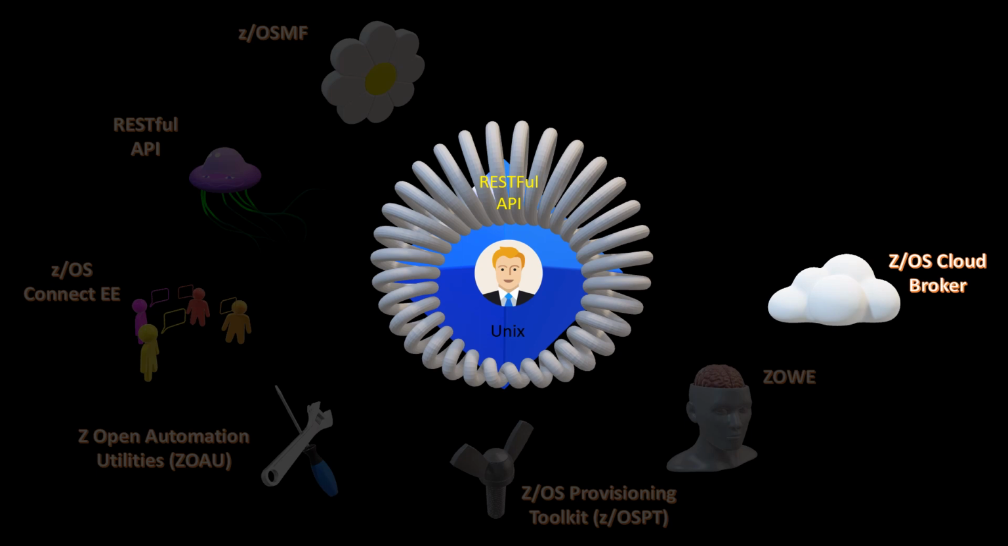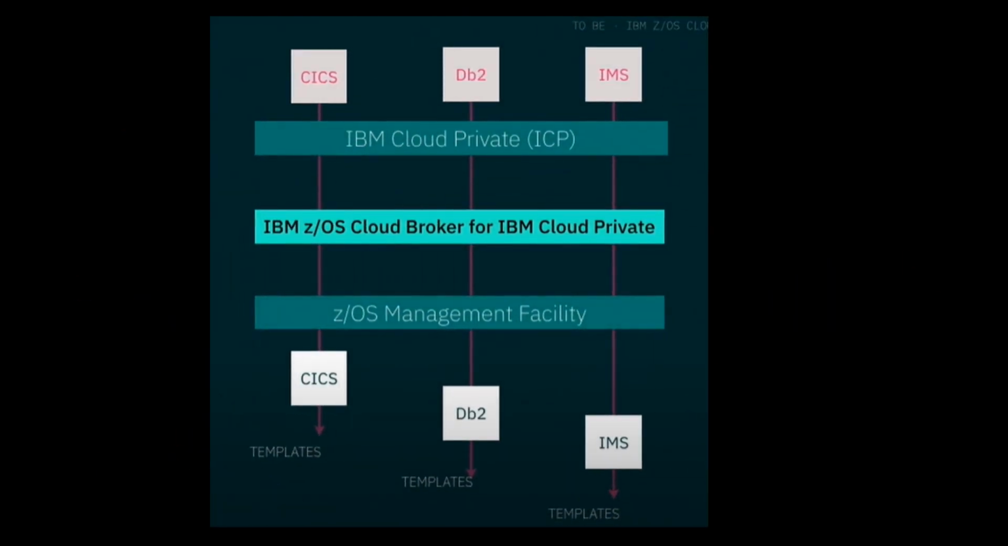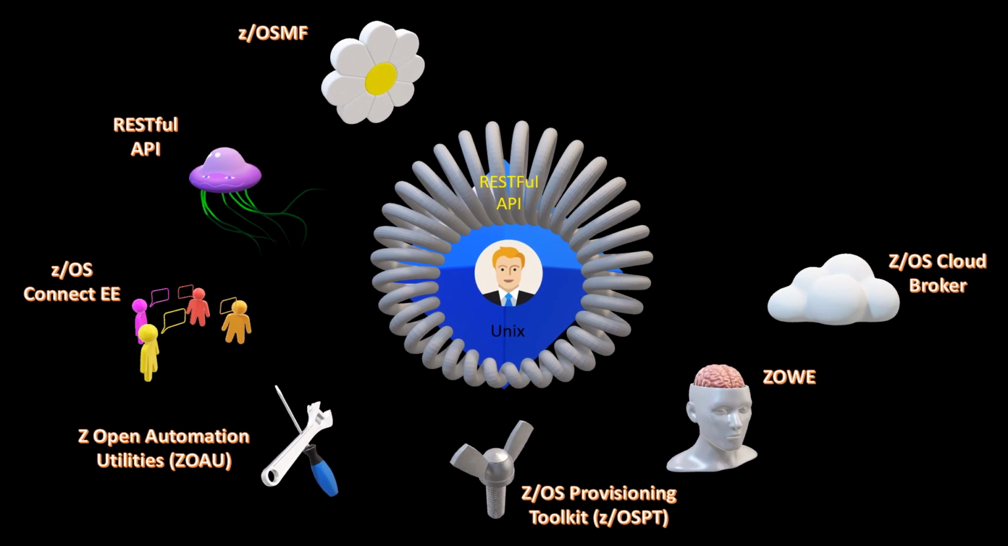IBM z/OS Cloud Broker. It integrates z/OS services and resources into private cloud platforms like OpenShift. It allows a Kubernetes-based private cloud platform to use z/OS resources for building and running cloud-native applications and modernizing existing applications. It allows a self-service facility for z/OS resources, therefore eliminating the need for special z/OS administration skills.